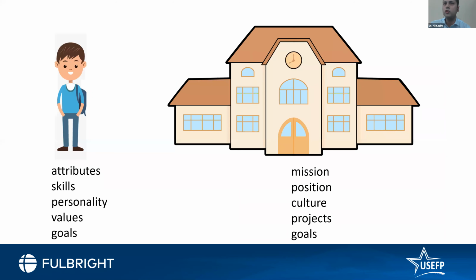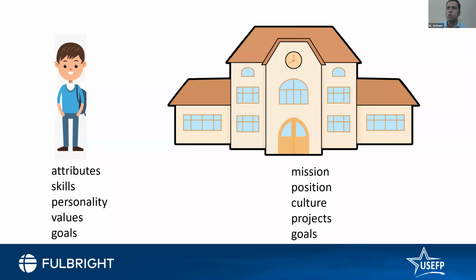So this is you on the left. You have your attributes, your skills, your personality, your values, and your goals. And the institute has its mission statement, its position, culture, projects, goals. So you need to match your attributes with the attributes of the university. One common problem in statements of purpose is that you are writing on your own, that you don't make a match between your attributes and those of the university. The university wants to know that you want to come there. It's not that you have randomly applied and found yourself there. You need to know the university, whether a certain university is research focused or not. How is it positioned?